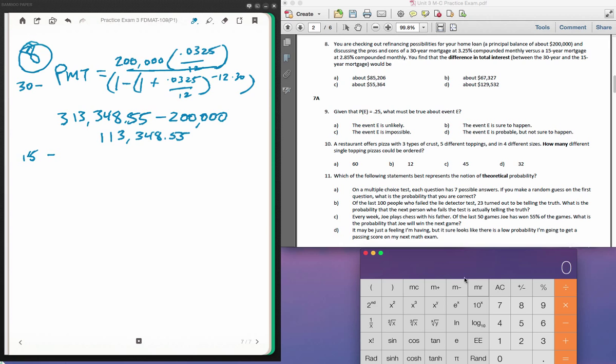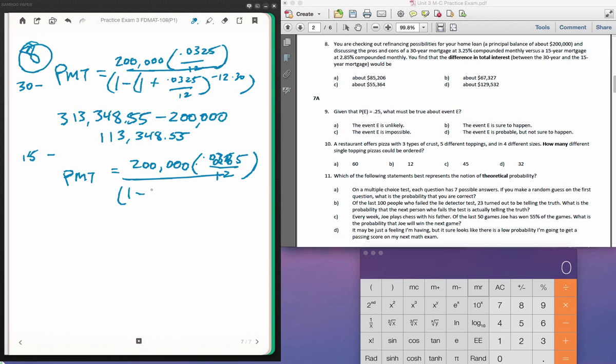Now we need to calculate how much interest we're going to pay on the second loan. So we're going to do the same thing. We'll do a payment loan, except we'll change some of the values. We still have the same principal, 200,000, and we'll multiply this by 0.0325. Oh, sorry, we actually changed this. This is 2.85. So 2.85 is our new interest, and we still have 12 monthly payments.